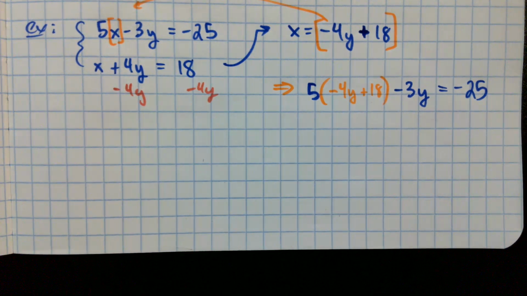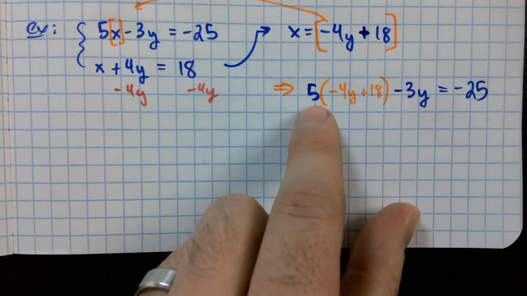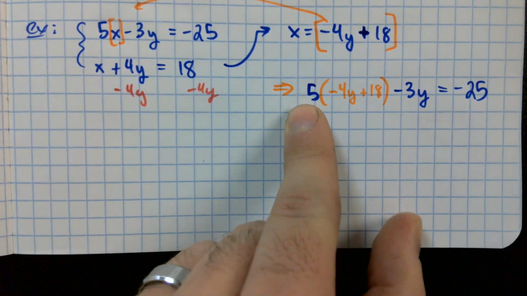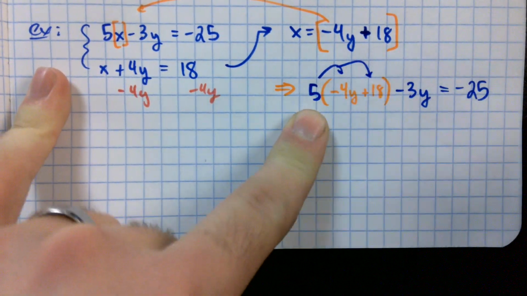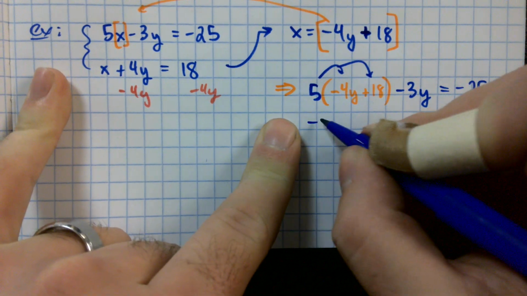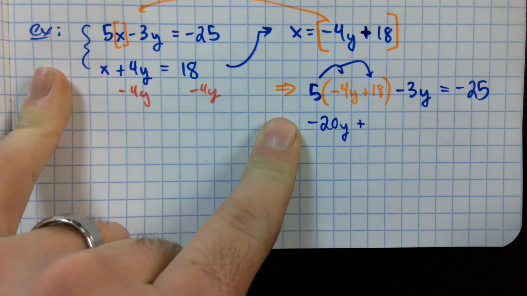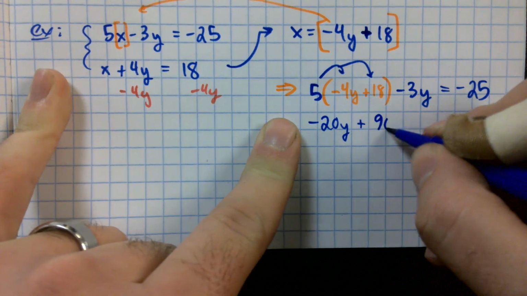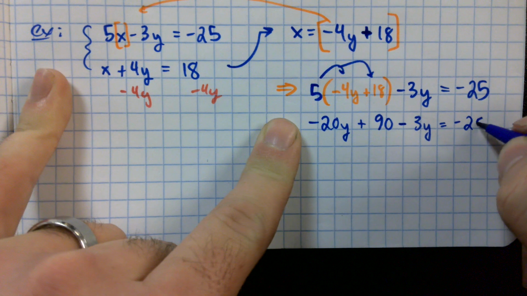Everybody see what we did there? Yeah. It looks really messy, but it's simple. We just took this expression that's equal to x and plugged it in for x. Now, I'm going to make sure I distribute. What's 5 times negative 4y? What's 5 times 18? 90. Good, 90. Minus 3y equals negative 25.